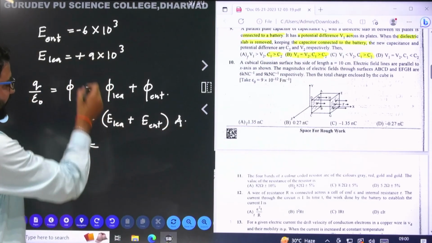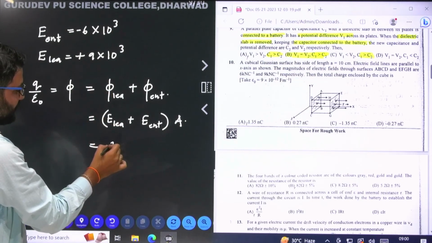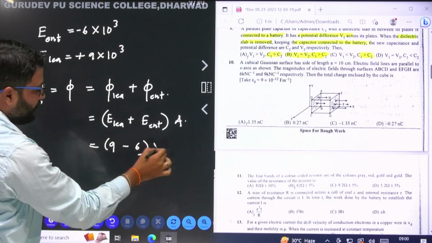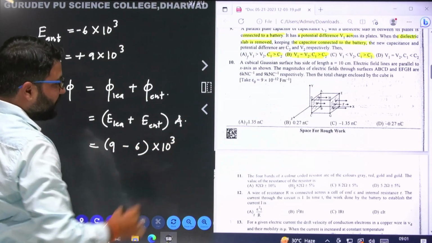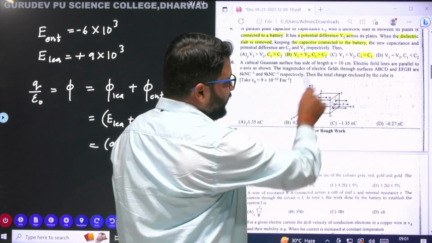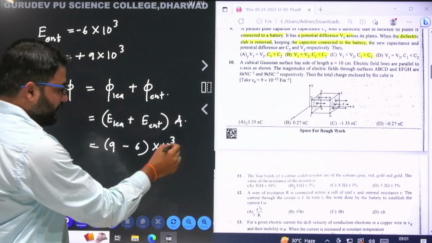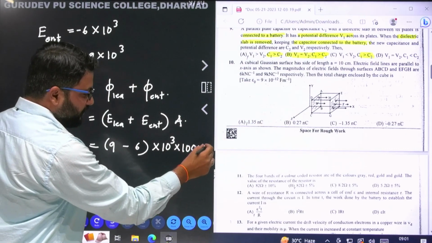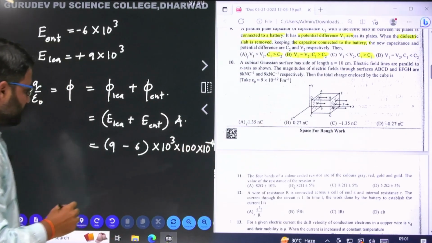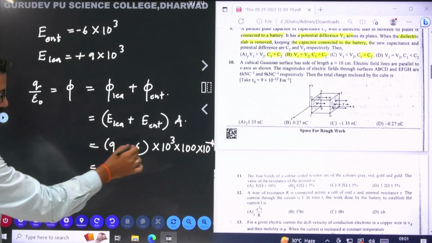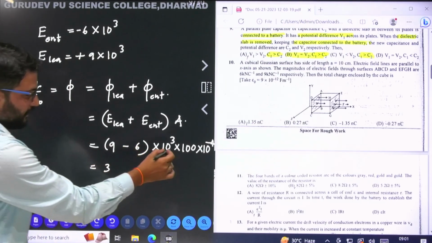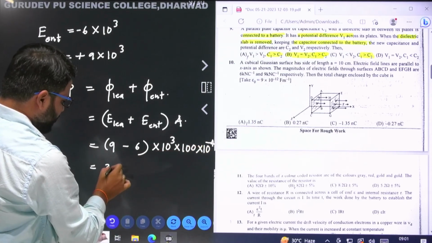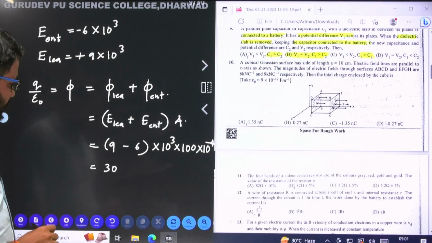I just substitute the values of this one. The value of this one is 9 and here you would get minus 6, into 10 raised to plus 3. Now area would be nothing but a square, so 100 centimeter square comes out to be 10 to the power minus 4. So try to simplify this. 9 minus 6 is 3, and I think this would give me 30 as its value. So yes, 30 is the value of this one.